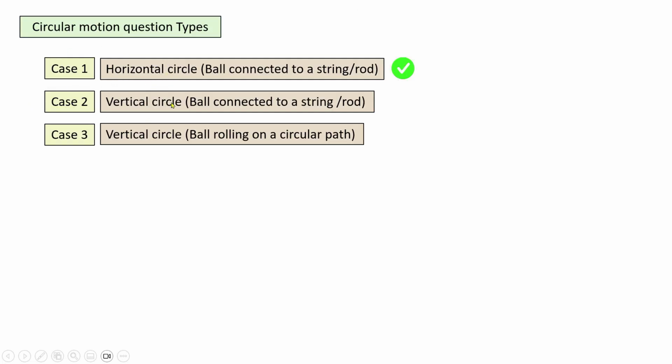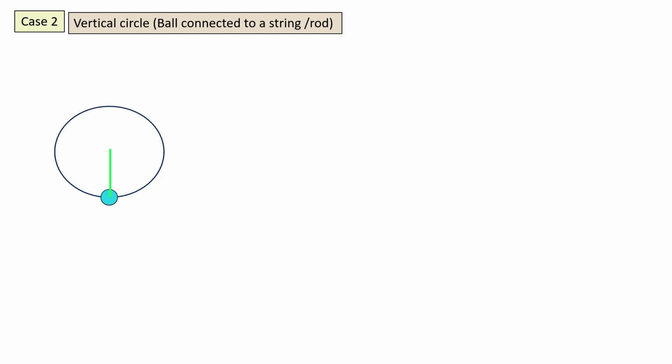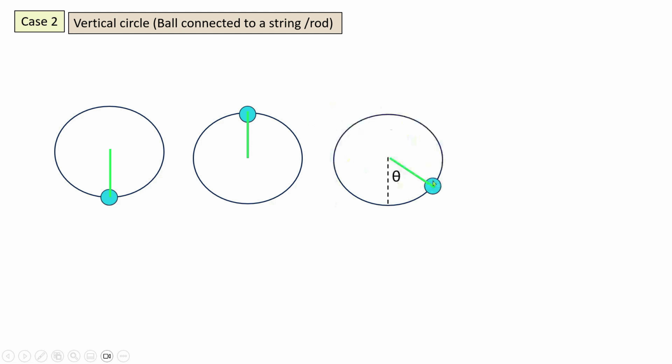Case 2 is a vertical circle, but the ball is still connected to either a string or a rod. So let's analyze. Have a look at this diagram. We have a ball connected to a string, but this time the circle is vertical in nature. Now we will analyze different positions of the ball with respect to the entire circle. So in the second image, the ball is at the topmost point. In the third image, the ball is at some random angle theta. And in the last image, the ball is at an angle of 90 degrees.